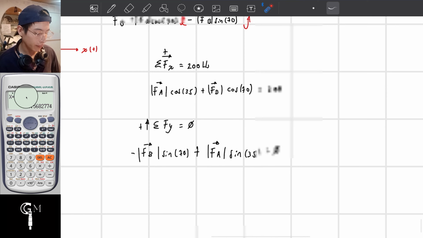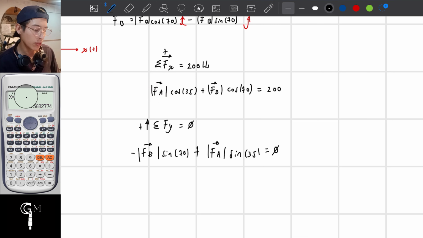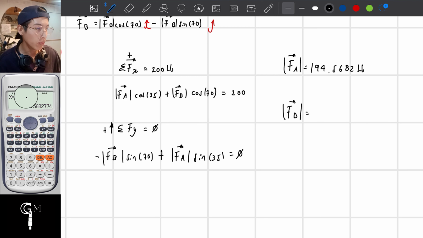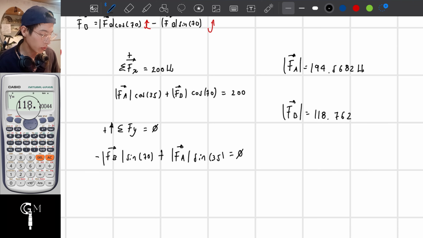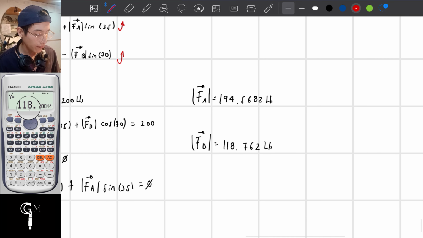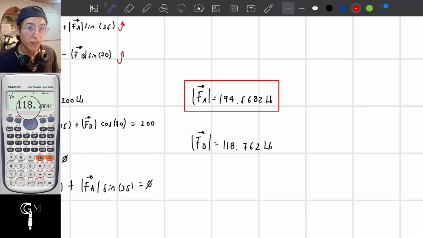Equal X, which stands for FA, the first unknown that I've placed. FA is equal to 194.5682. I always use 4 significant digits after the point. And FB equals 118.7620. And that's it, guys. This is how you can solve this exercise.